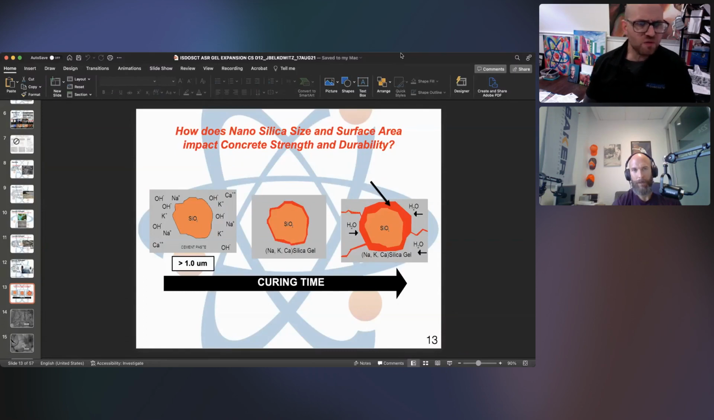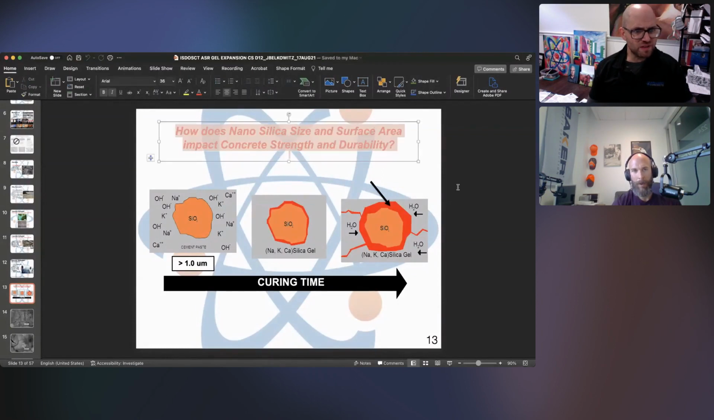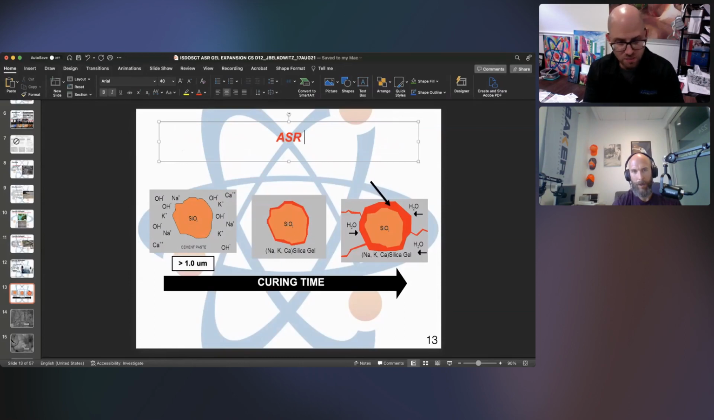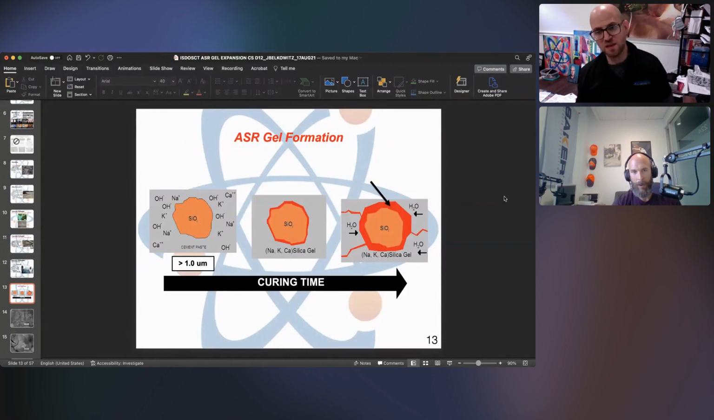I was sharing with you that I came across something recently in a specification about ASR, which stands for alkali silica reaction, which is terrible for concrete. I guess folks describe ASR as the cancer of concrete, right? So I've got a rudimentary drawing here that goes over the alkali silica reaction formation. So, ASR gel formation.